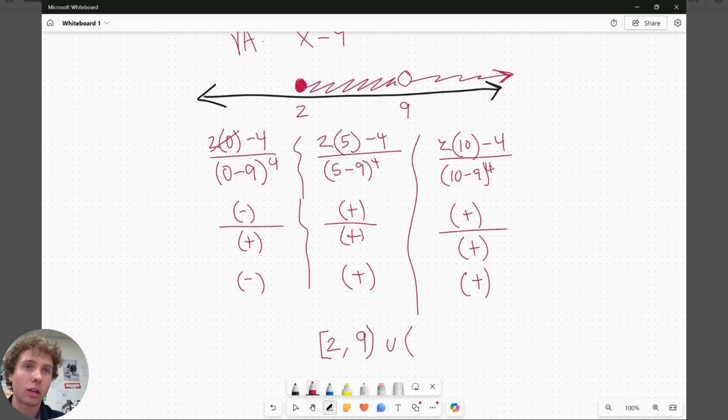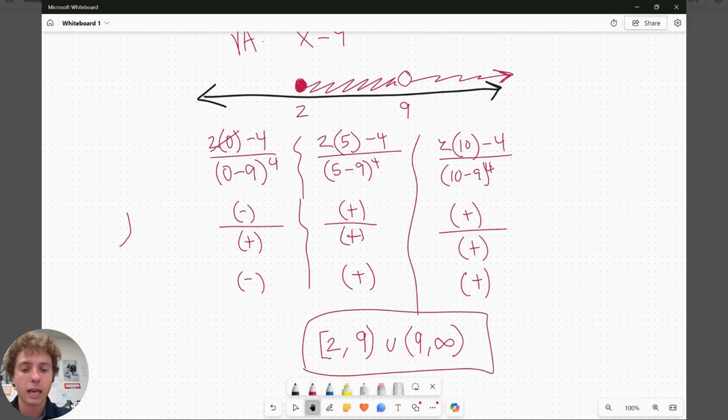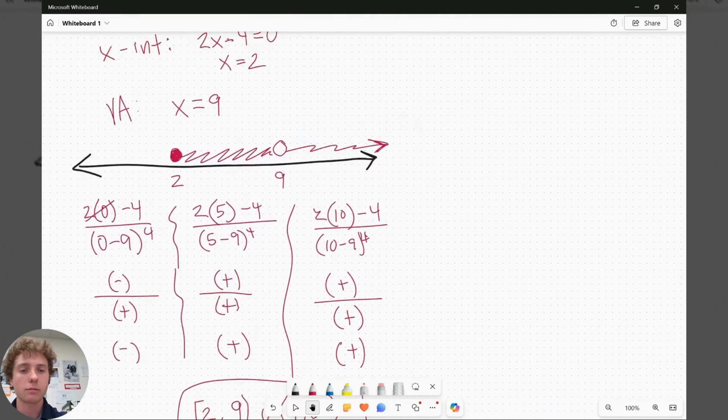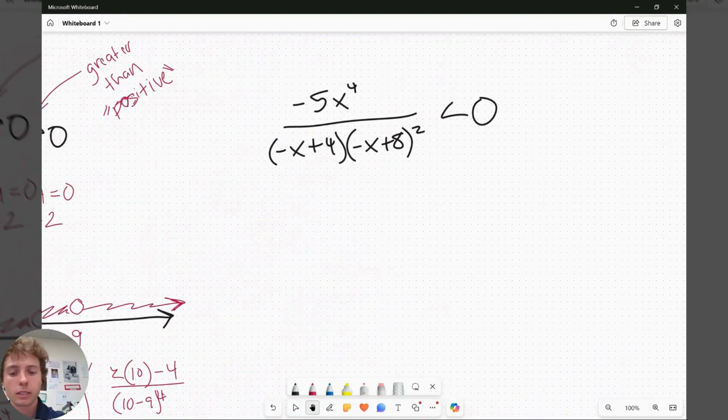In this scenario, at least, we're listing all of the values it's above. So from 9 then all the way to the right, it was above 0. It was greater than 0, so we'd have our answer there. This is your solution. These are all of the values that x could be. X can be between 2 and 9 to give you a positive number in this function. X could be 9 or greater to give you a positive value in the function. Let's look at one more example.